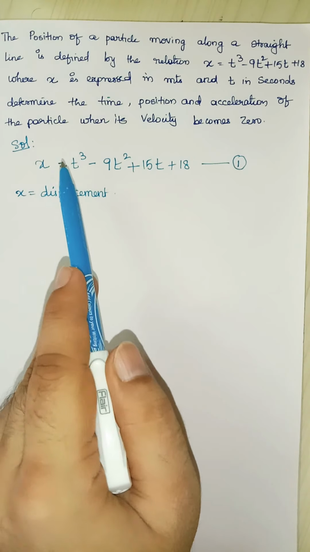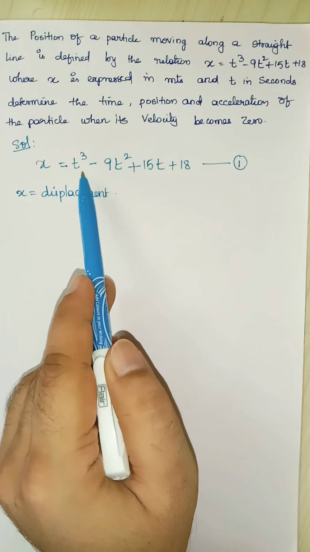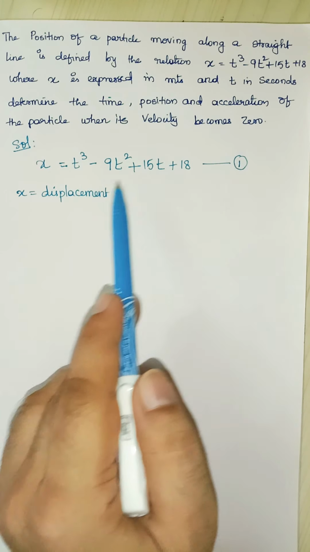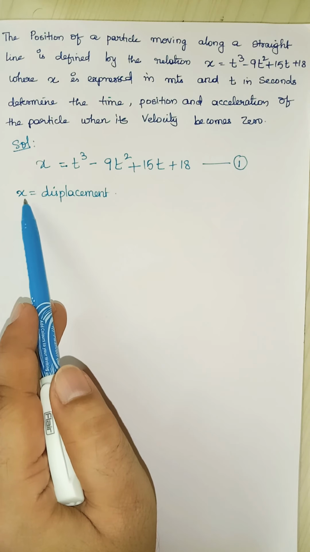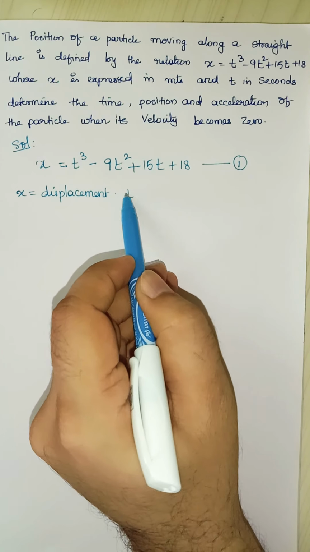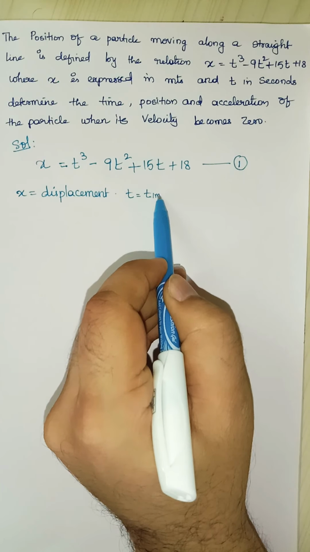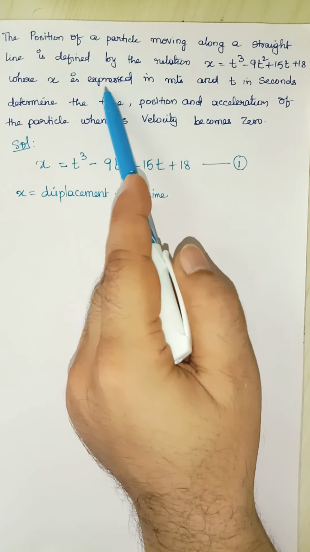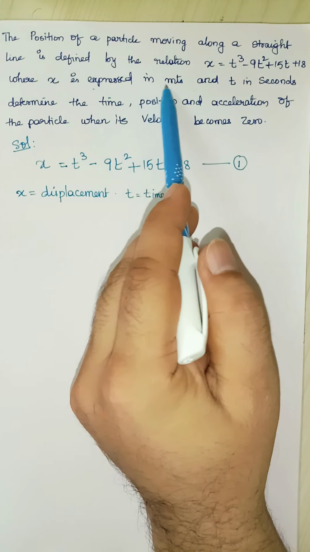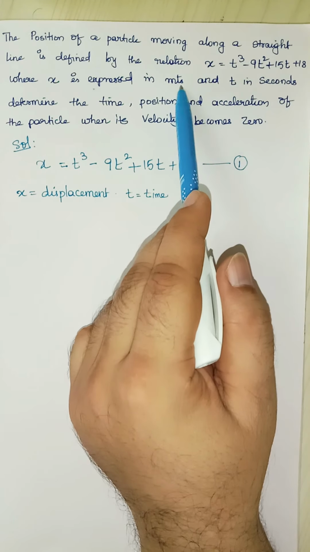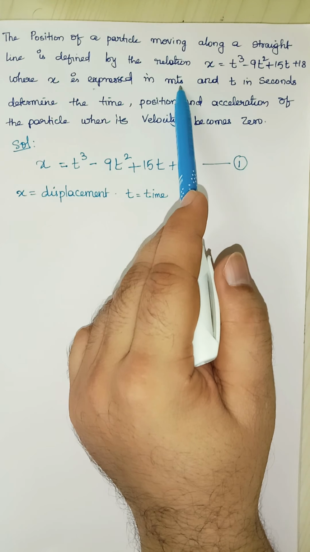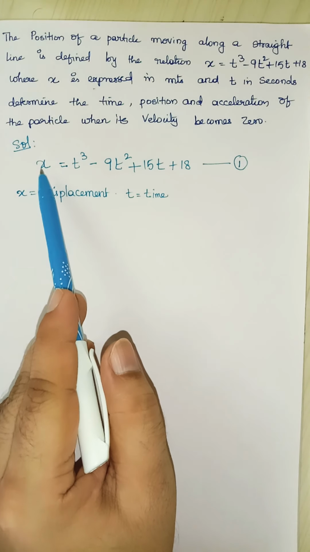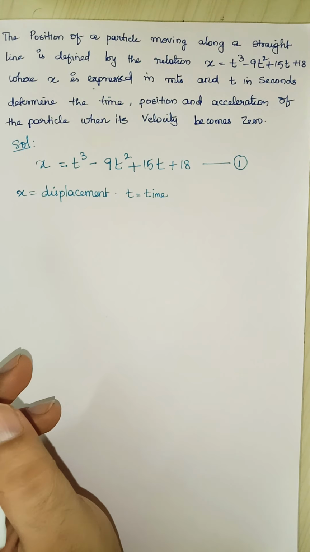So in the question, we are given only one simple equation, that is x is equal to t cube minus 9t square plus 15t plus 18. That means x is the displacement and t is the time. Now how do we know x is displacement and t is time? In the question itself, x is expressed in meters and t is expressed in seconds. Generally for displacement the unit is meters, and for time it is seconds. So I'm considering that x is displacement and t is the time.